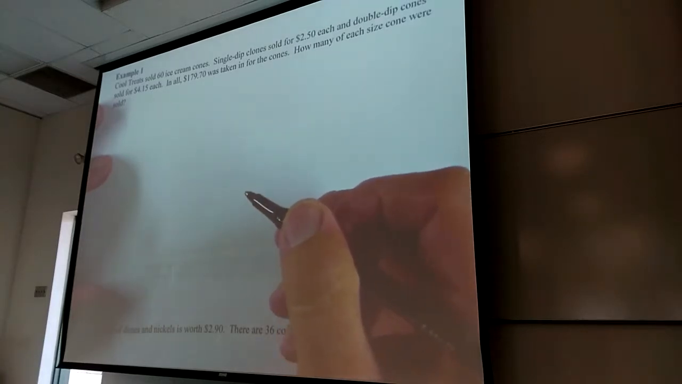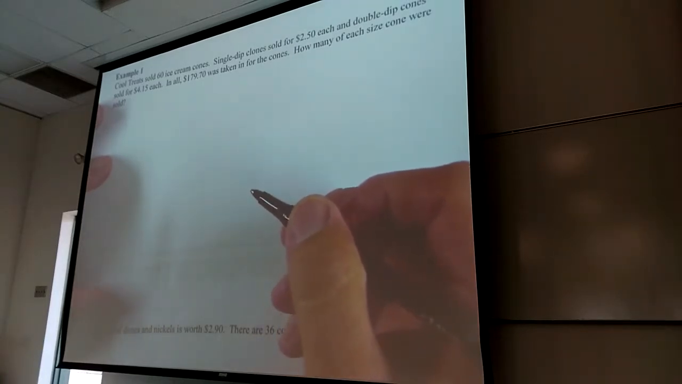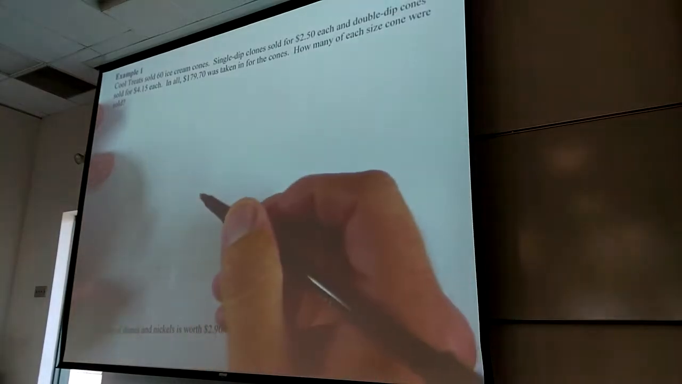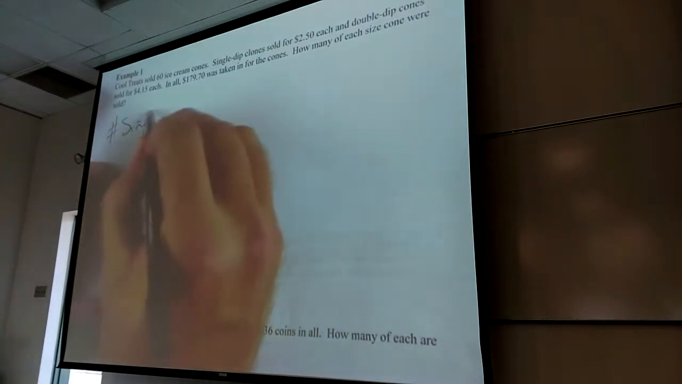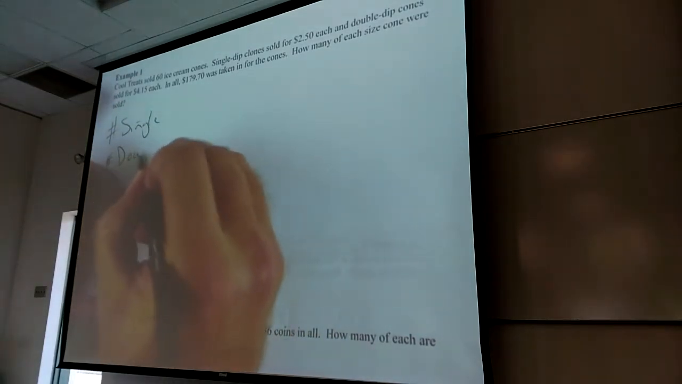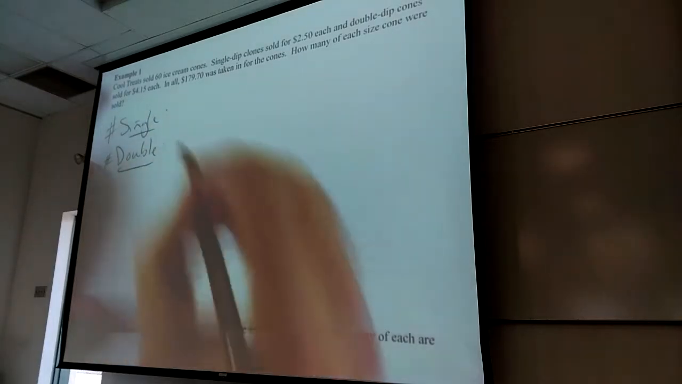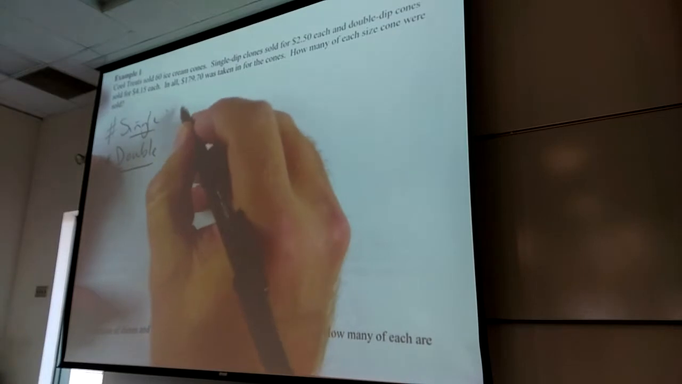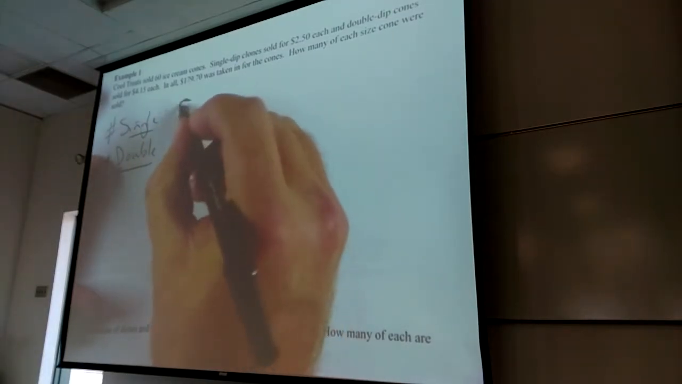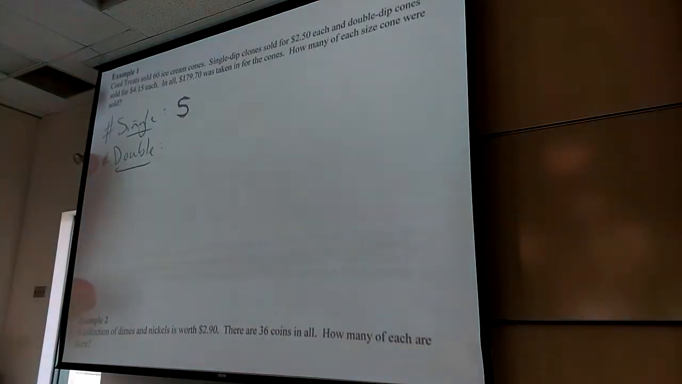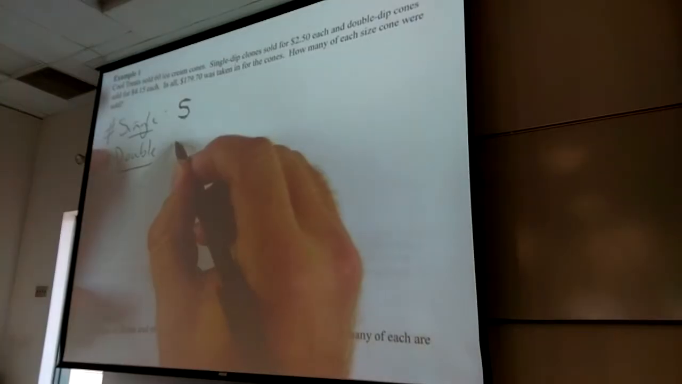Normally for me, the letter S is a little tricky because it looks just like my 5. Or the other way around. But I'm going to try this. I have a feeling you guys might have done this. So there's a number of single dip and a number of double dip. So we'll call the number single dip S. Even when you try, John, it looks like a 5. We'll call the number double dip.